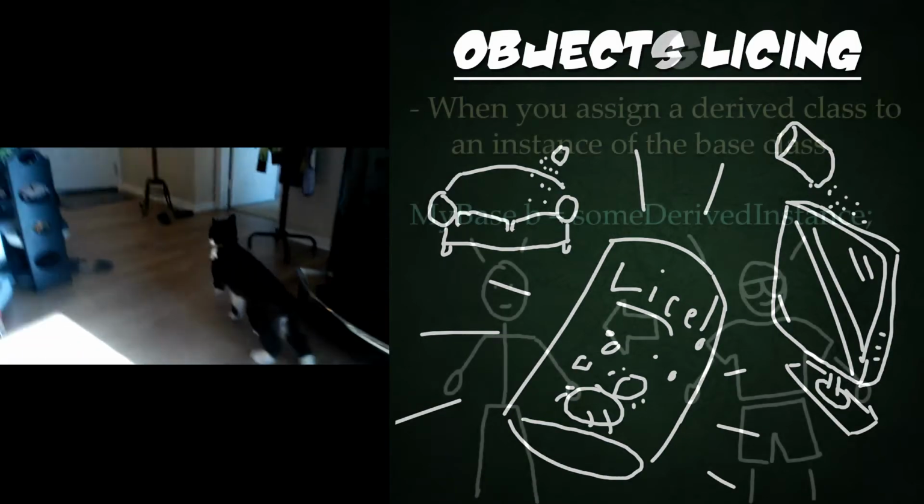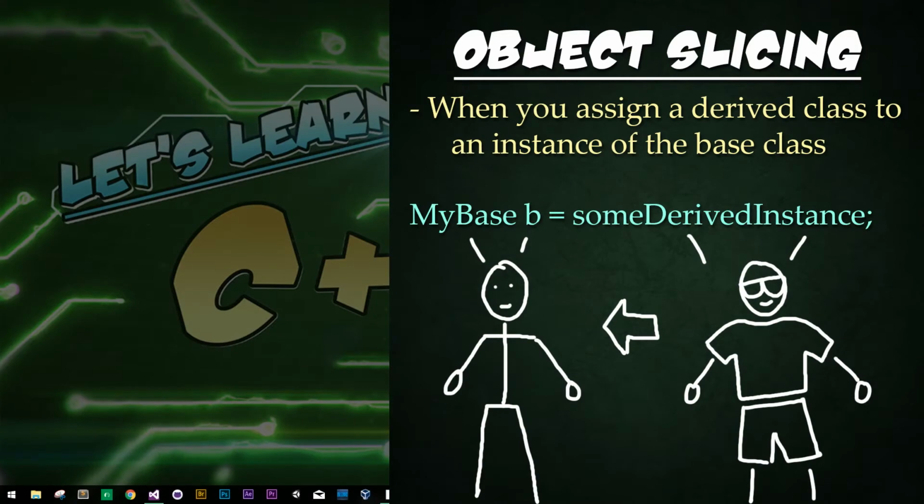Alright, object slicing is when you assign a derived class to an instance of a base class, which removes the derived part from it. This is different than pointers because the creation of a pointer doesn't actually affect the object in memory. So it is possible to just grab the base class part from a derived class instance. Let's look at an example.